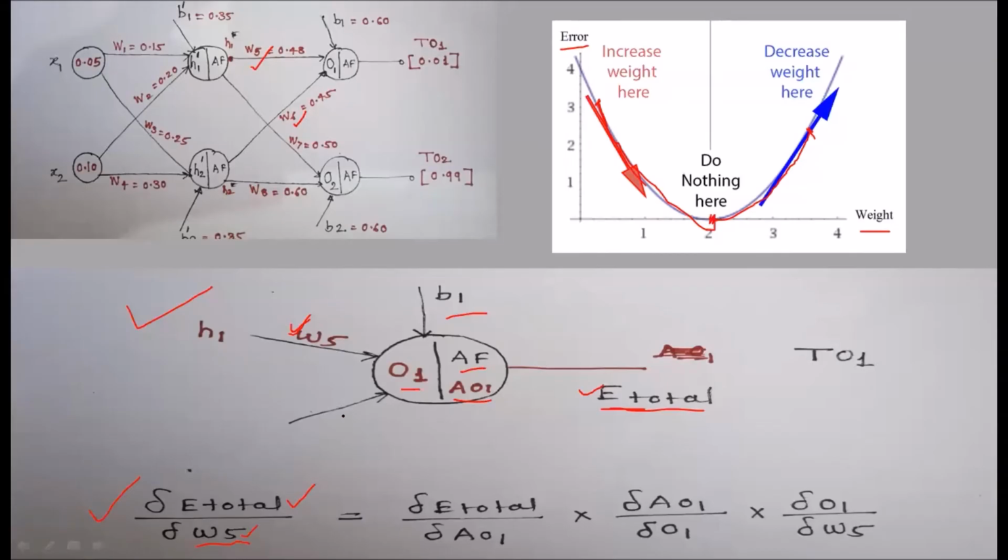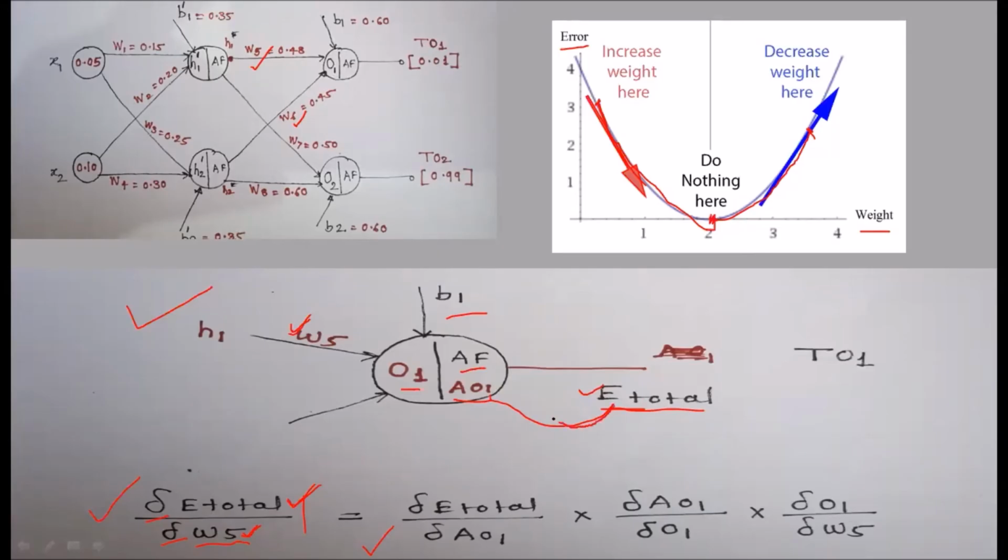But here, just remember that we are finding the effect of W5 on the total error, that is, the contribution of W5 to this total error. For that, we are finding the partial derivative of total error with respect to W5. Directly it is difficult to find the partial derivative of E total with respect to W5, so from this diagram we can write a formula to find it. First we'll find the partial derivative of E total with respect to AO1, because E total is directly connected to AO1. So we'll calculate this step by step.